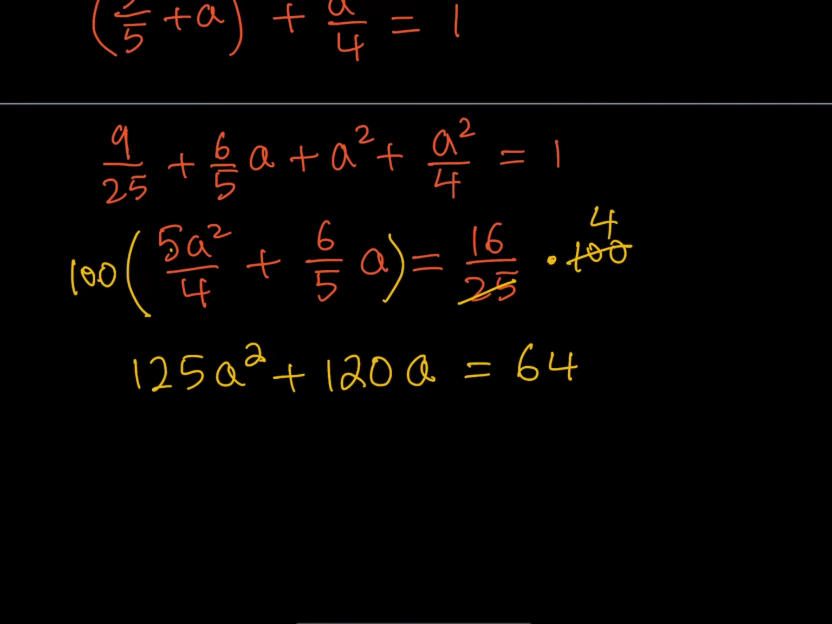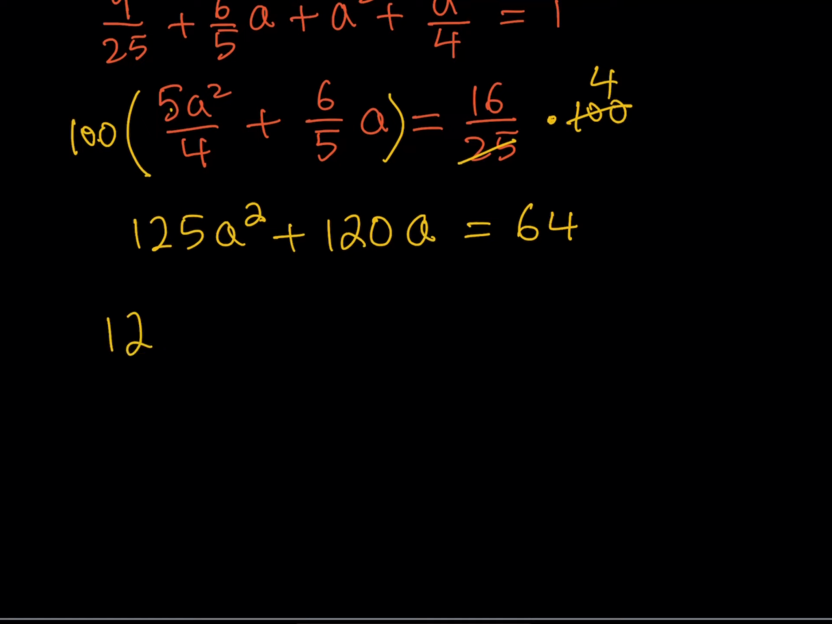Great. Now, what am I going to do here? I'm going to put everything on the same side. 125A squared plus 120A minus 64 is equal to 0. And obviously, from here, you get a positive and a negative solution. Why? Using Vieta's formulas, the product is negative, and we're going to discard the negative solution. So we're going to go with the positive.